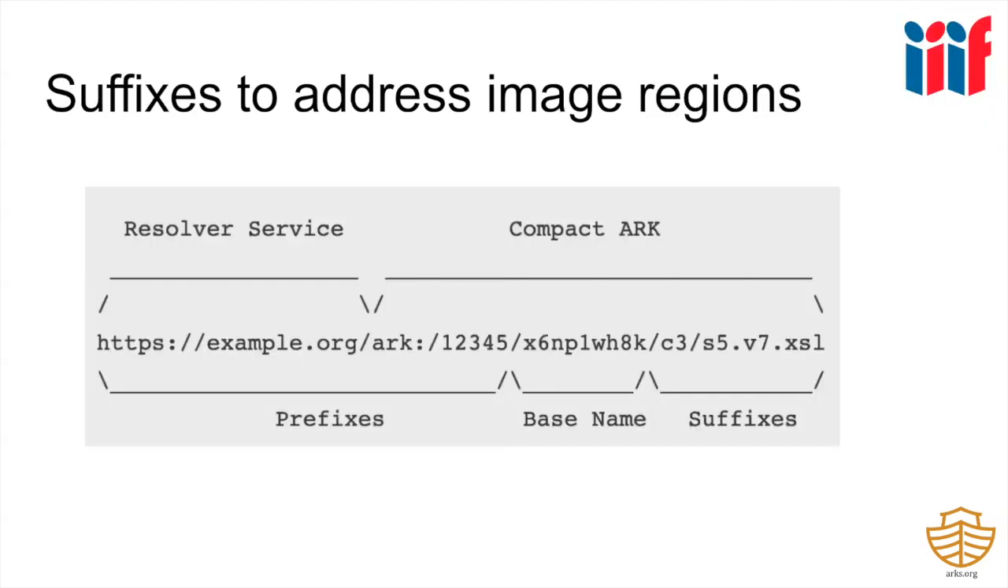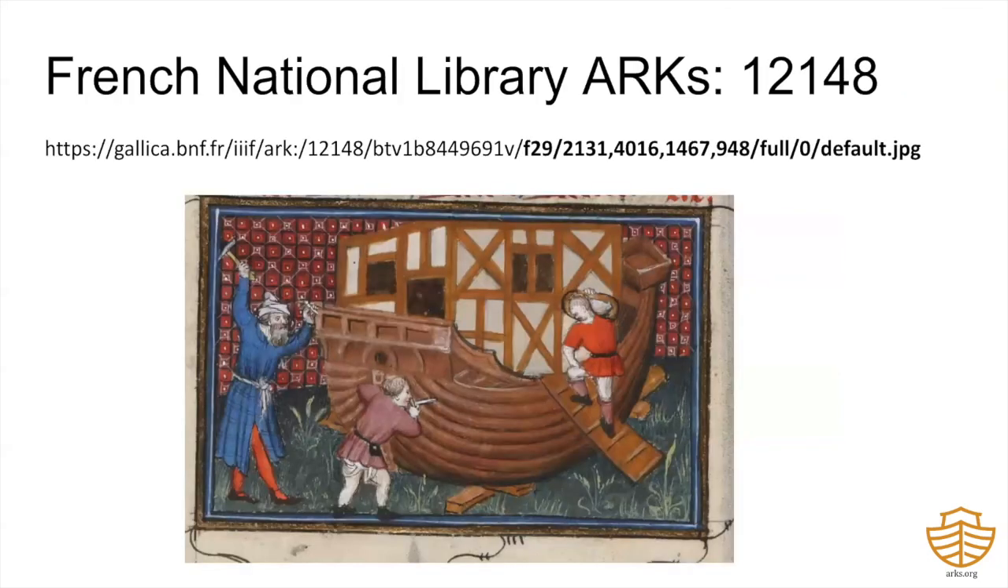There's a natural parallelism between ARK suffixes and the popular IIIF image API standard, which needs to be able to address hierarchical subregions and variants. And this is connected to the next case study. This is for the French National Library, whose NAN again is 12148. So in this example, this is an IIIF compliant URL that requests the return from page 29, the F29 you see, of a specific rectangular region. Out at the end, you can see the request specifying full quality and the JPEG format.